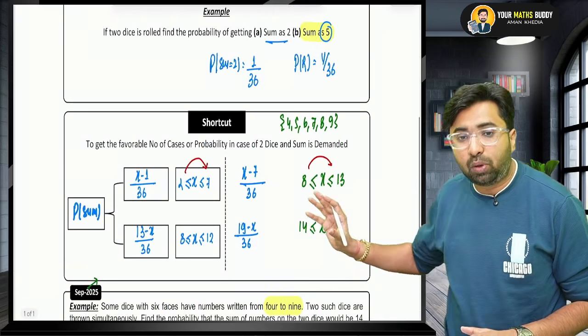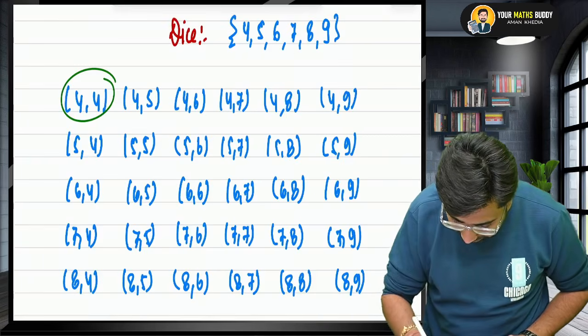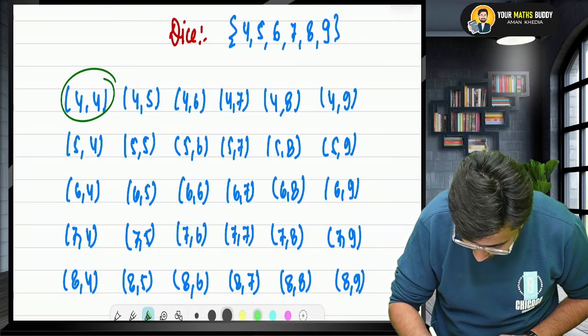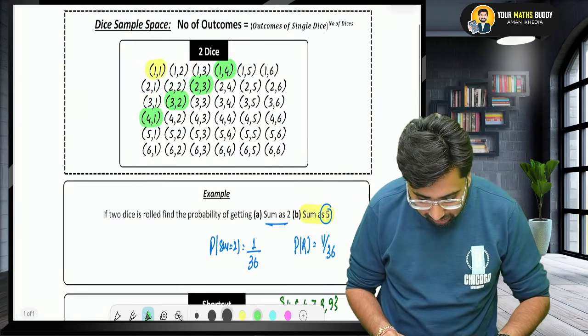If they try to modify the dice, this is how you can get the answer. I hope you like this series guys. Now whatever dice they make, you are not bound to make any kind of sample space guys. No need to make any sample space guys. I hope you like this concept.